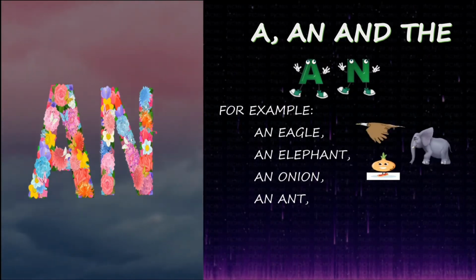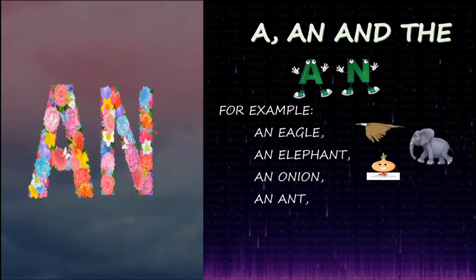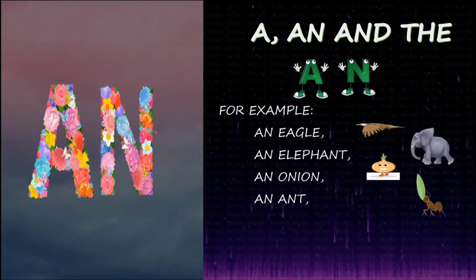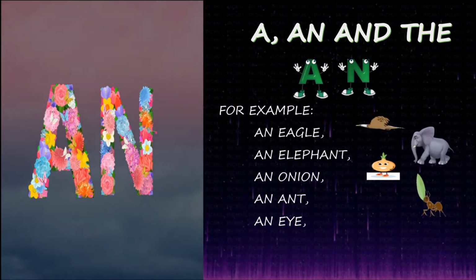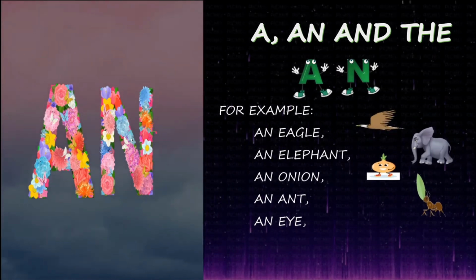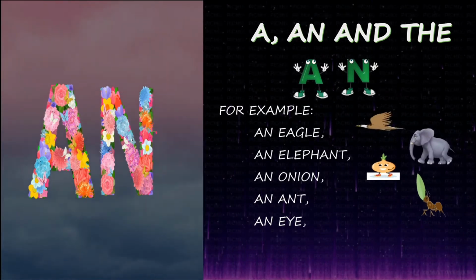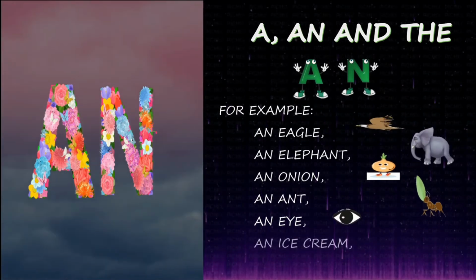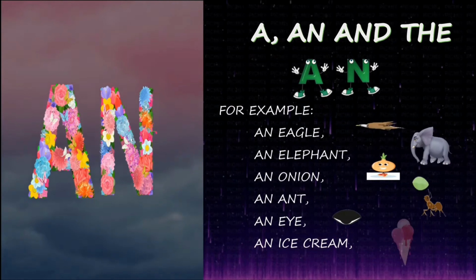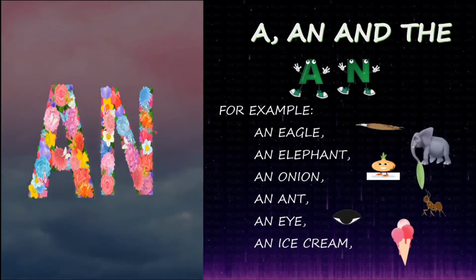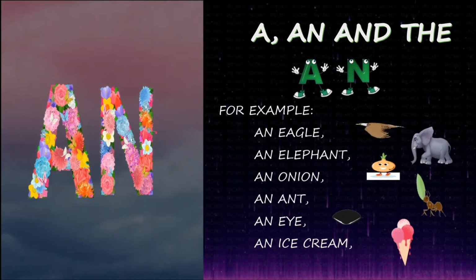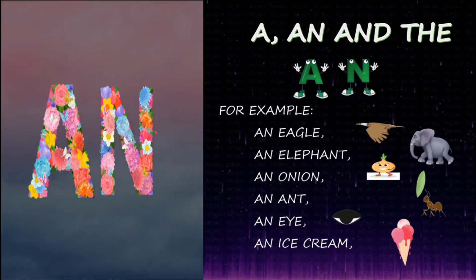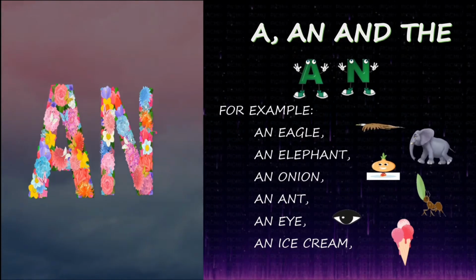So, they have used an. Next example is an high. High. Okay, E is a vowel. So, they have used an. Next, an ice cream. So, ice cream. I is a vowel letter. So, we have to use an ice cream.